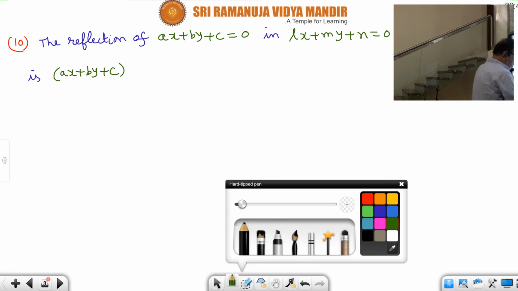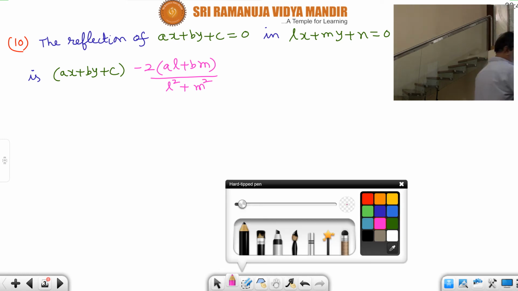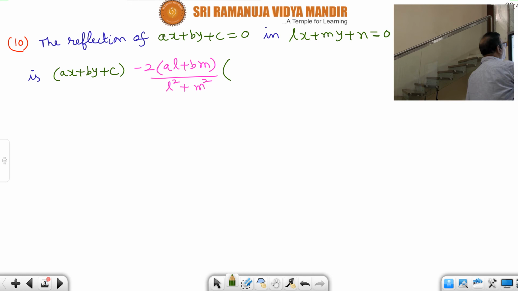Next, minus 2 into al plus bm by l square plus m square. That is a constant. L square plus m square into, in the green color, what? Lx plus my plus n equal to 0.